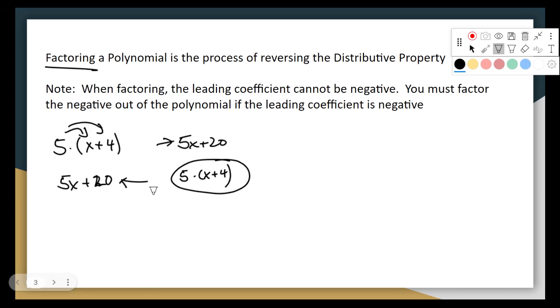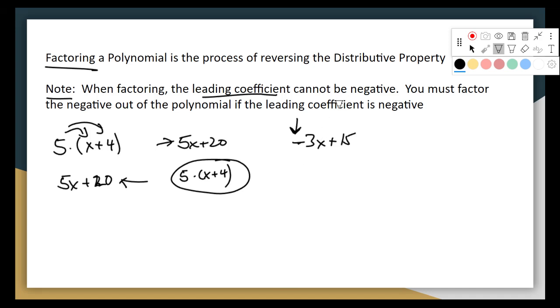Here's a note. When you're factoring, the leading coefficient cannot be negative. If it is, you must factor the negative out of the polynomial. For example, if I had negative 3x plus 15, this leading coefficient is a negative. Part of my GCF would have to be a negative. I'd have to put a negative in the GCF because it needs to be factored out. So that's the idea behind this whole process.